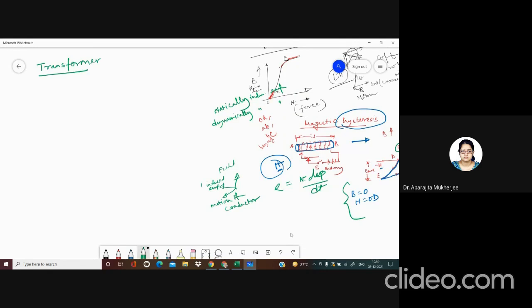Transformer. So this term is known to all of you. We have heard this term transformer in our locality. We can often see a two pole box type of arrangement, and from this box type of arrangement we can see several wires connected.